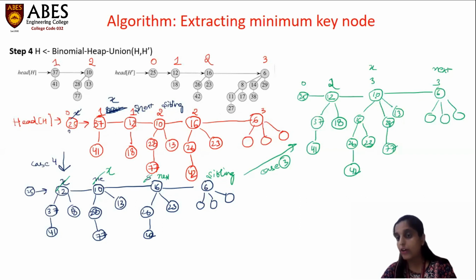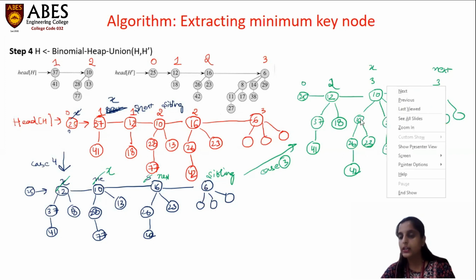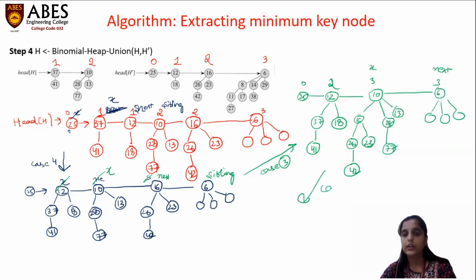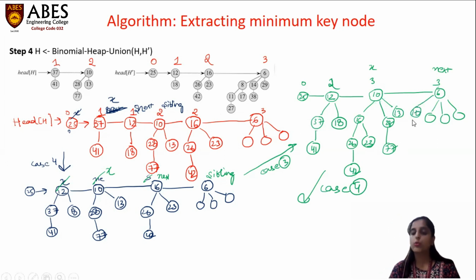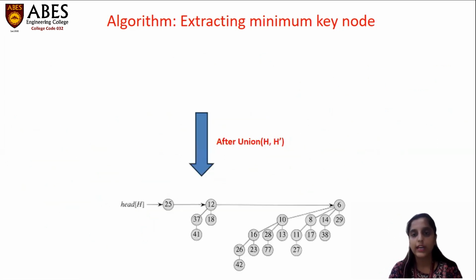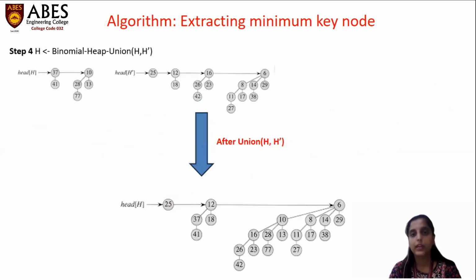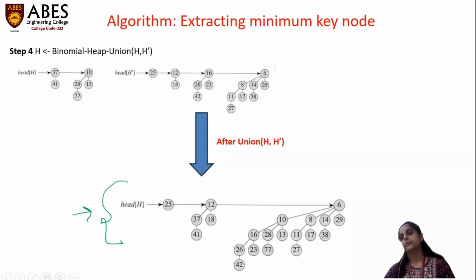So either case 3 can be applied or case number 4 can be applied. But key of x is greater than key of next x. So we're going to remove 10 from here, which means we have to apply case number 4 again. After we apply case number 4, we'll remove 10 from here and attach it here like this. So what is our resulting binomial heap? The final binomial heap we get is this one.